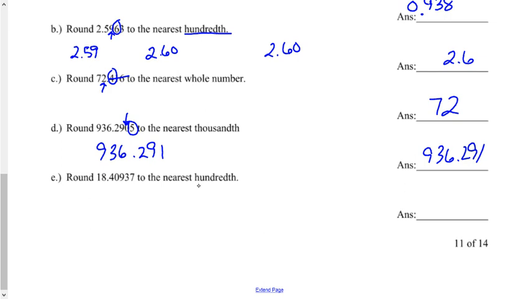The last one then, the nearest hundredth. There's hundredths. This 9 right here, it's 5 or larger. So this will be 18.4. We take that 0, we round it up.